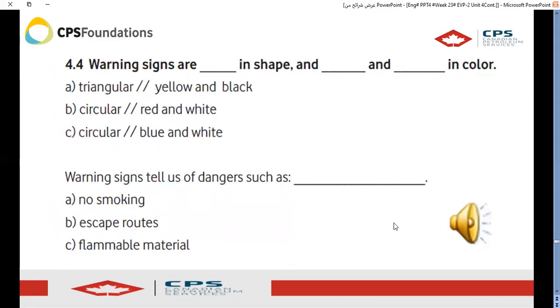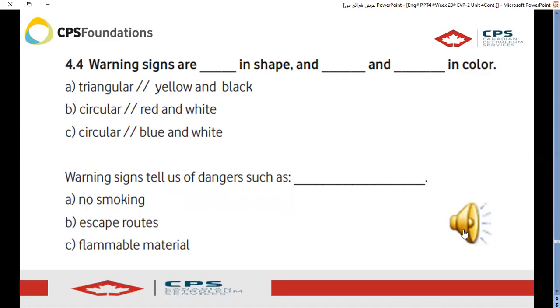Now, next exercise, warning signs are in shape and color. So this listening is about the shape and color of the different types of warning signs, mandatory signs, and also prohibition signs. Let's listen and answer.